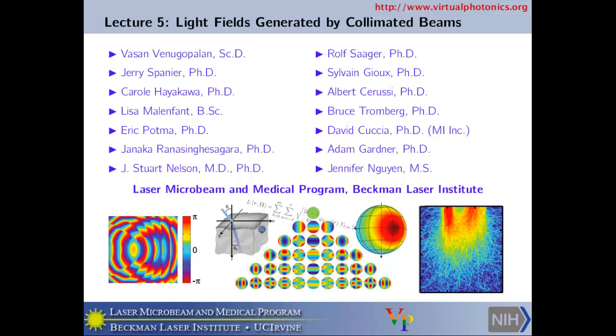So today I'm going to focus on light fields generated by collimated beams. By now you probably have an understanding of what this first little picture is like. You saw pictures like this in your lab yesterday. This is actually an aberrated phase aberration due to scatterers of a focused beam.